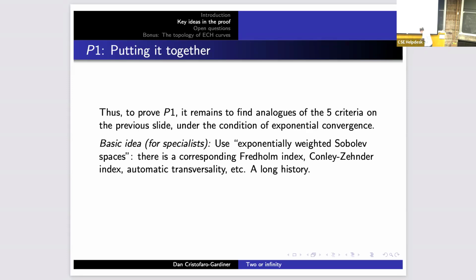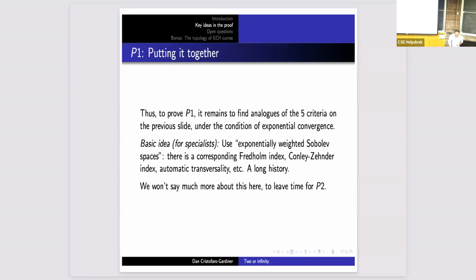Basically, there's a theory. Again, we saw some Sobolev spaces a little earlier. In the degenerate case, they don't quite make sense, but you can use what are called exponentially weighted Sobolev spaces. That's actually a kind of well-known theory. And so you get a corresponding weighted Fredholm index. So for example, originally you wanted the index to be 2, but now you want the index of this weighted Fredholm problem to be 2, all that kind of stuff. There's an automatic transversality, etc.